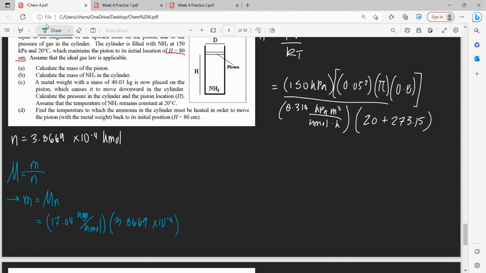And this gives us 0.00659 kilograms. Let's change that to just regular grams. So then this is 6.589 grams of our gas in the cylinder.